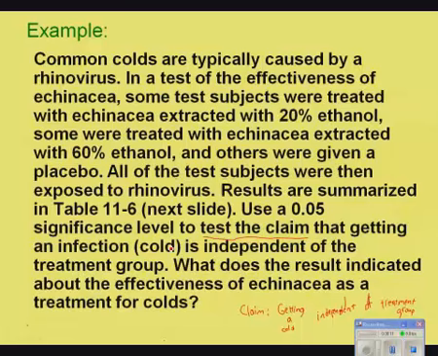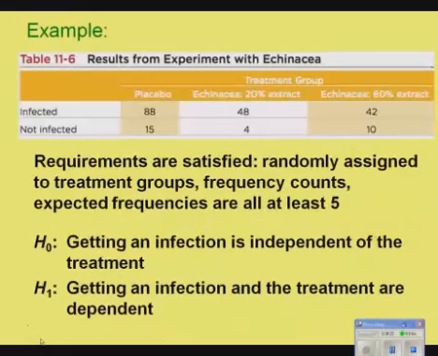That's what this says. What does the result indicate about the effectiveness of this as a treatment for colds? What's that? Yeah, it might say that, if we find out that they're independent. Now we'll see. Are the requirements satisfied? Randomly assigned to treatment groups, frequency counts, expected frequencies are all at least 5. Oh, wait a minute. What about this guy? Oh, but he's what kind of frequency? Is that expected or observed? That 4. That's observed. Remember what the expected was? It was 7 point something. I checked that already. Remember that? So that's okay. We need everything to be at least 5 for the expected.